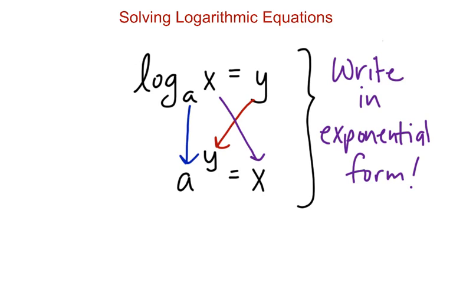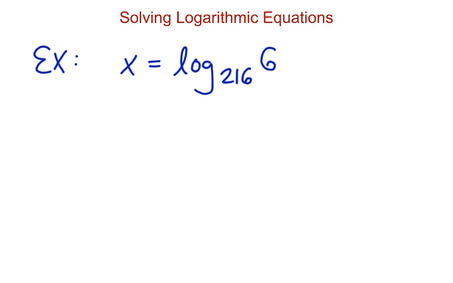So we'll look at 3 examples of where this idea will apply. The first one, we have x equaling log base 216 of 6. Again, this is our logarithmic form. But if we rewrite it in terms of an exponential equation, it would say 216 to the power of x is equal to 6. And this should feel a little bit more approachable to us, hopefully.